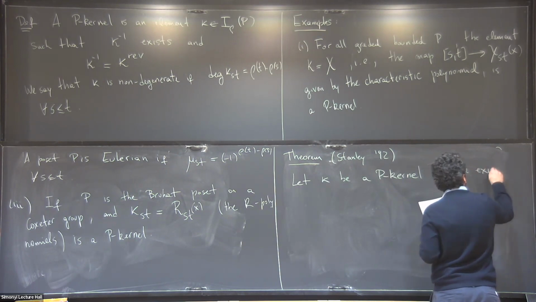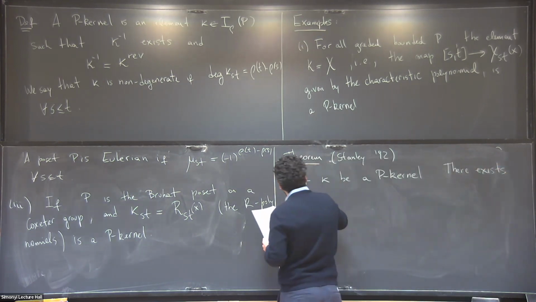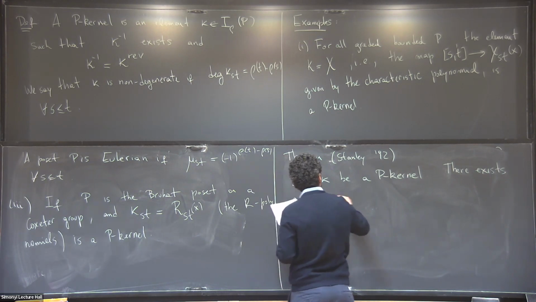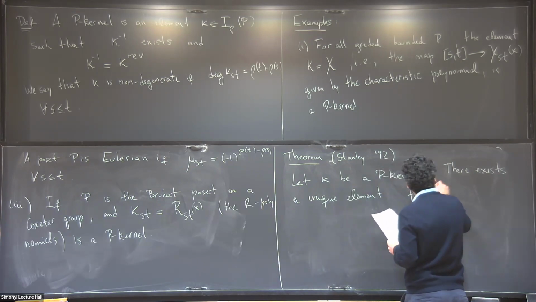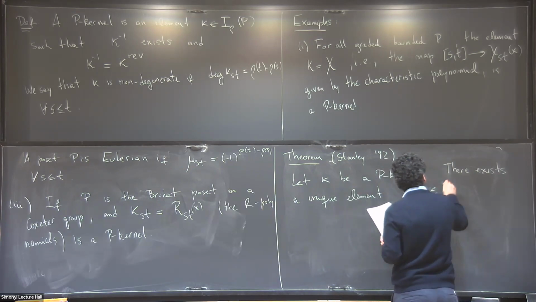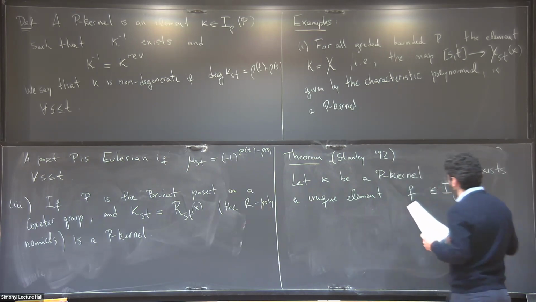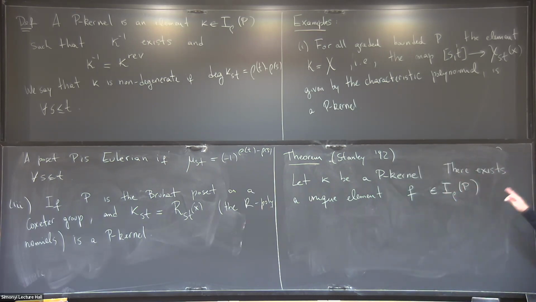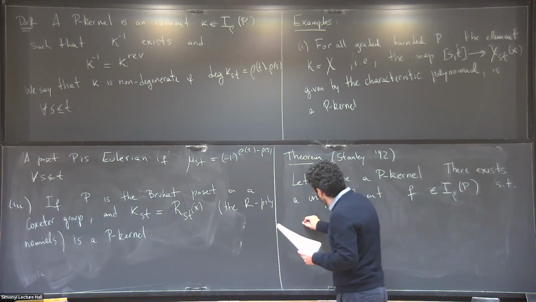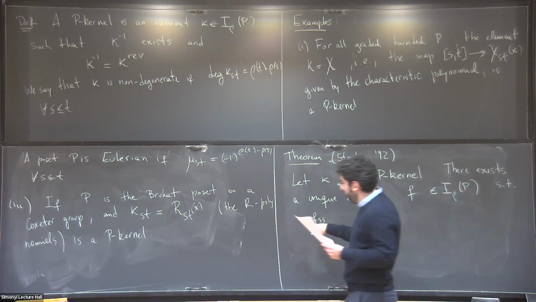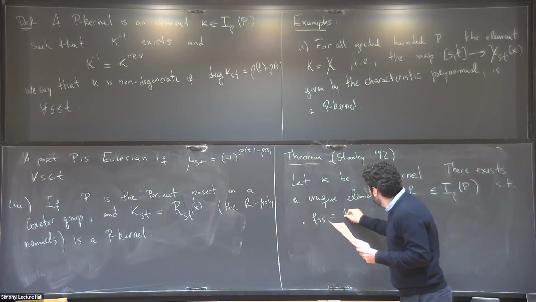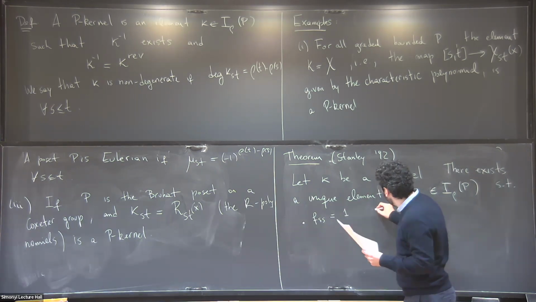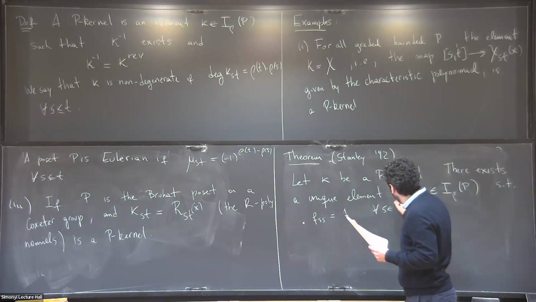There exists a unique element f in the incidence algebra of P. So for each kappa, there is a unique f such that the first thing is that f_SS, so this is a polynomial for a singleton interval, is always the constant polynomial 1 for all S in P.